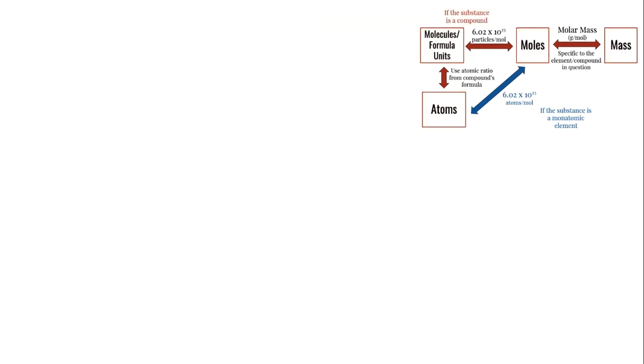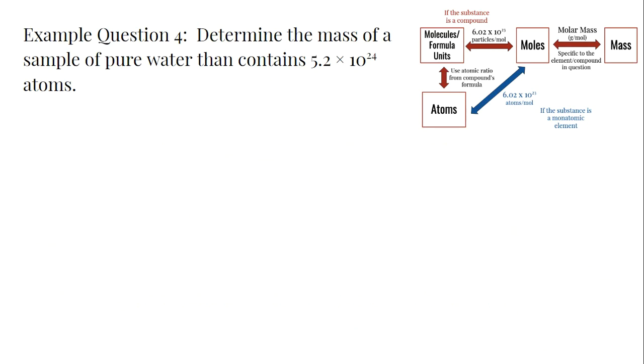Okay, one last example question. Determine the mass of a sample of pure water that contains 5.2 times 10 to the 24 atoms. So we are determining the mass, so that's where we're going to end up. A sample of pure water. So water is a compound, right? So we're going to go through that compound path that contains 5.2 times 10 to the 24 atoms. So atoms is where we're going to start. Because it's a compound, we have to go to molecules first, then to moles, and finally to mass.